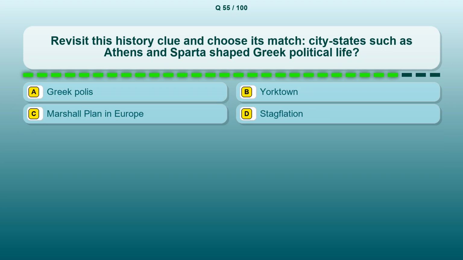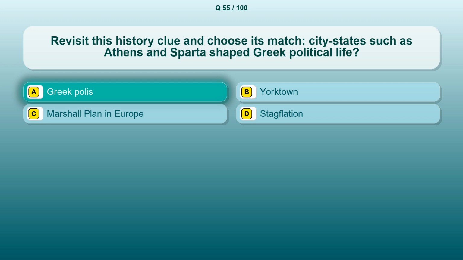Question 55. Revisit this history clue and choose its match. City-states such as Athens and Sparta shaped Greek political life. Option A, Greek polis. Option B, Yorktown. Option C, Marshall Plan in Europe. Option D, stagflation.